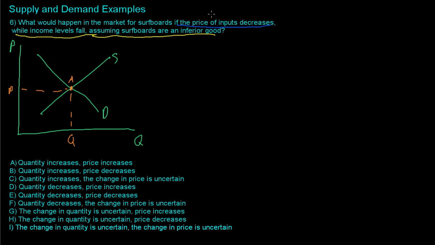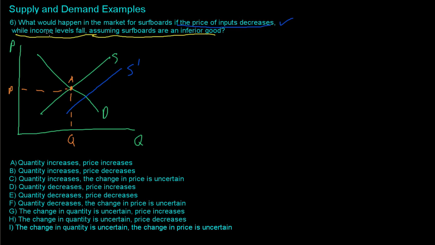If the price of inputs decreases, we are going to have an increase in supply because it's now cheaper to make surfboards because the price of inputs decreased. So supply will shift from the green supply labeled S to the blue supply labeled S1. And that's all that we need to do for the blue part, so that's done. And now we have the yellow part.